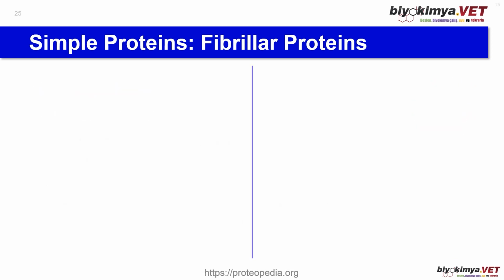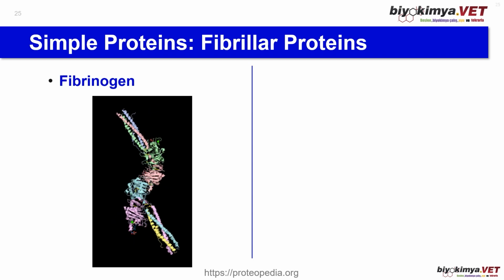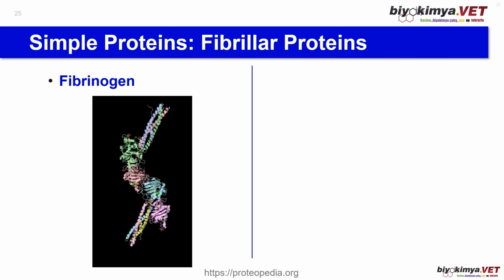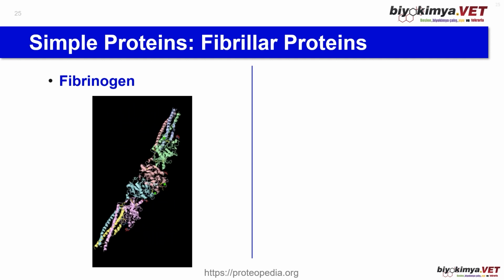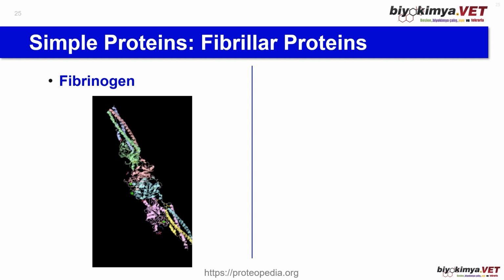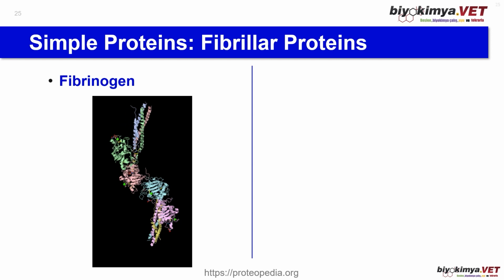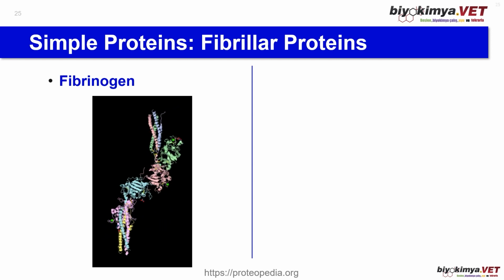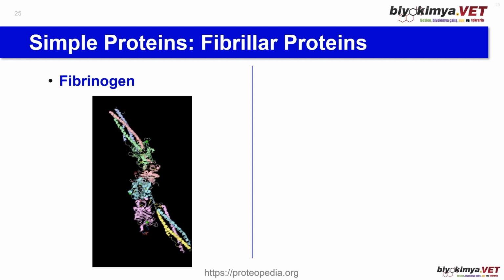Continuing on fibrillary proteins, the fibrinogen, and here you see the molecular shape. It is found as a dissolved protein in the blood plasma. It is an acute phase reactant involved in the coagulation of blood. And during blood clotting, or coagulation, fibrinogen is converted to fibrin by thrombin. It is synthesized by hepatocytes in the liver.